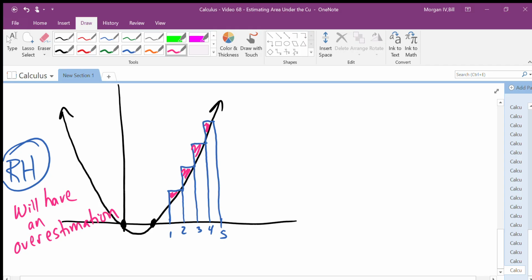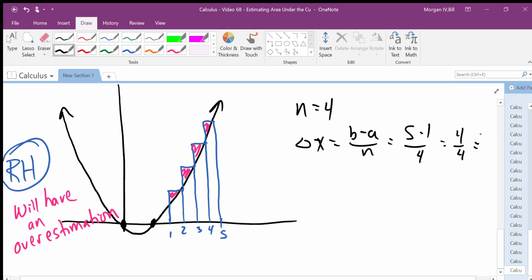So let's try this one out. Now, each base, so it's still 4 rectangles. The delta x is still b minus a over n. That's still 5 minus 1 over 4, which is 4 over 4 or 1. So each delta x here is still a base width of 1. The question is, what's the height?